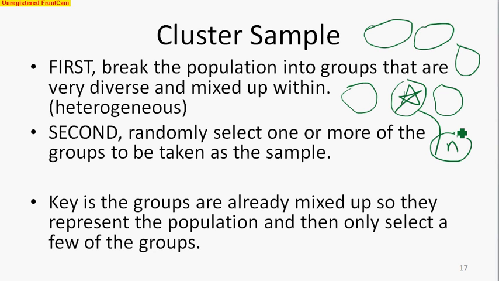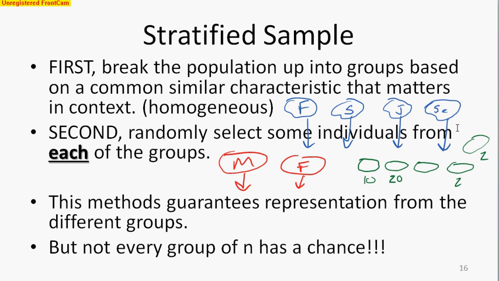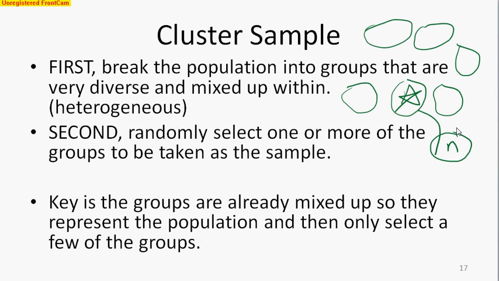Okay, so the difference between cluster and stratified: if we go back to stratified real quick, we selected groups and then we took a couple people from each group. That's the point. We took some kids from each group. Cluster is where you break into groups and then you take one or maybe two of the groups to be your entire sample. So hopefully I'm being very clear on that. The key is the groups are already mixed up so that they represent the population, and then only a select few of the groups are taken.